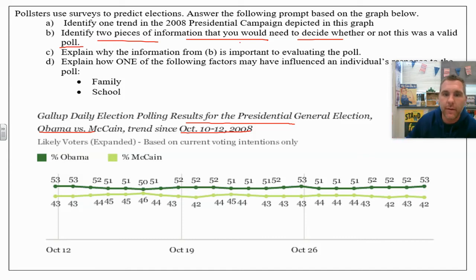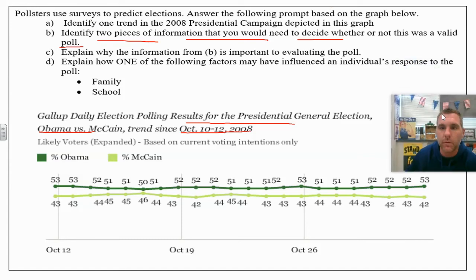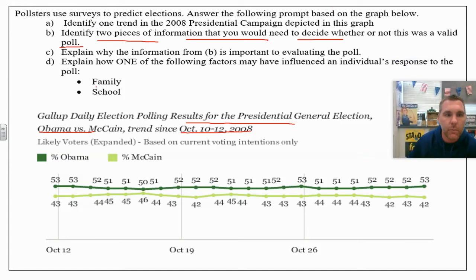Explain how one of the following factors may have influenced an individual's response to the poll. Again, we go back to family and school. I think these are great questions here. Family is the number one influence on political socialization, as we said. So if your family is typically more Democratic, you're going to be more of a Democrat, right? If your family is more to the right and they're Republican, you're typically going to be more of a Republican, and that just deals to political socialization, okay?